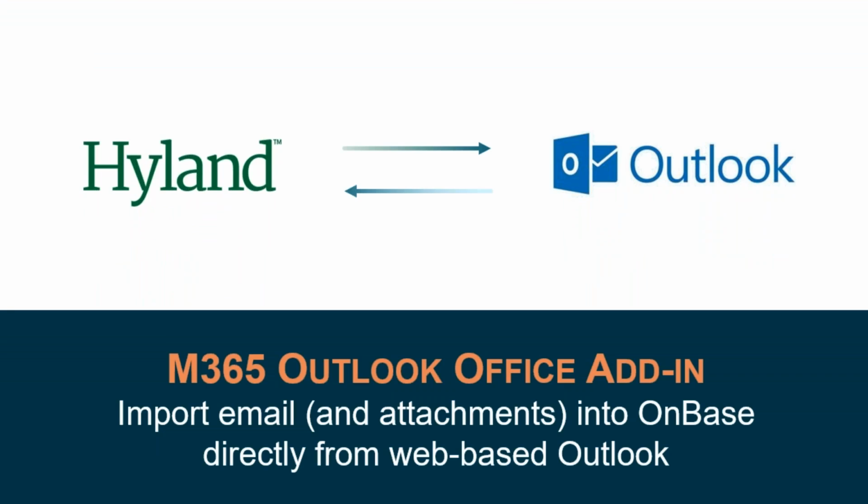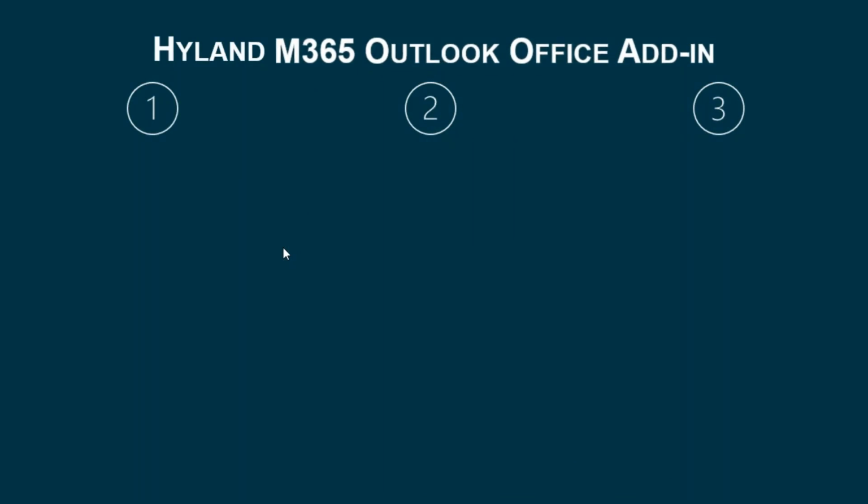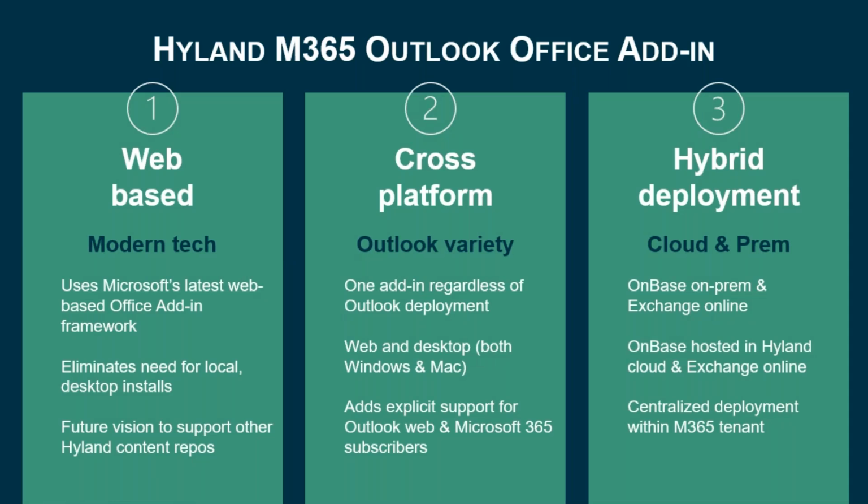In our first release, the Microsoft 365 Outlook Office add-in, yes, I apologize, it's a bit of a mouthful, will allow users to import emails and attachments as a single EML file into OnBase directly from web-based versions of Outlook. And so now the good news here is that we're using modern technology. This is actually a different add-in technology provided to us by Microsoft that eliminates the need for local desktop installs.